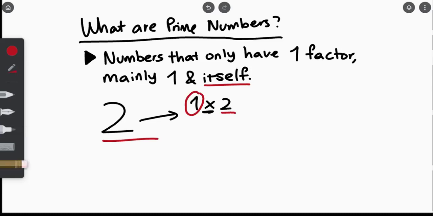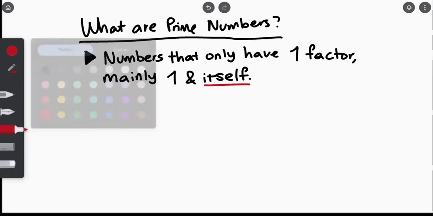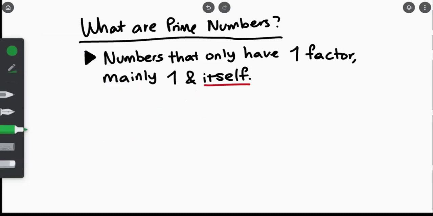So let's list the prime numbers that are lesser than 10. What prime numbers do we have that are lesser than 10? We have 2, 3, 5, 7, and 11. Lesser than 10 will be like that only.